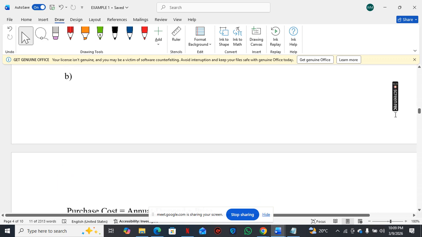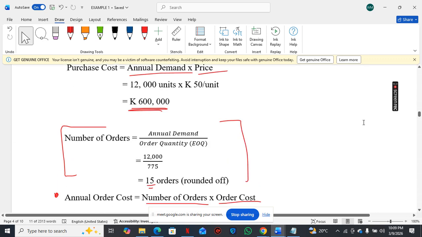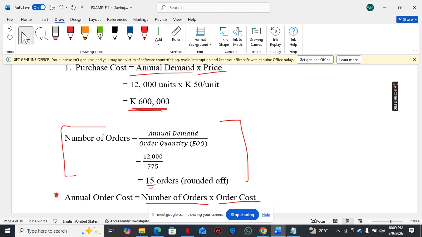Right? So let's start with our purchase cost. Purchase price, they told us is 50 kwacha per unit. Annual demand 12,000 units. So 50 times 12,000, 600,000 kwacha. This is the purchase price for the year. That's the first material cost.